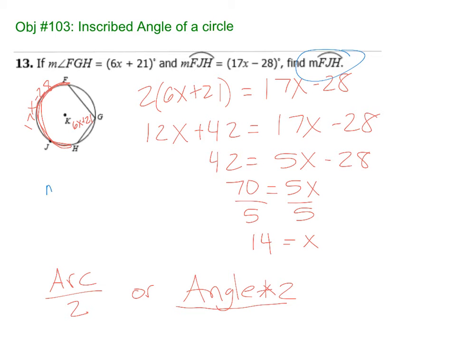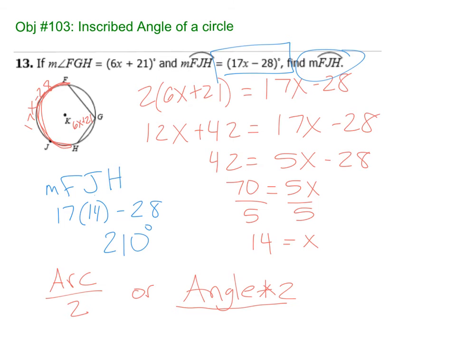Now this one is actually asking me to find the measure of FJH, sorry. FJH, so 17 times 14 minus 28. I'm plugging in. Let's see what that is. 17 times 14 minus 28 is 210. And that's my final answer.